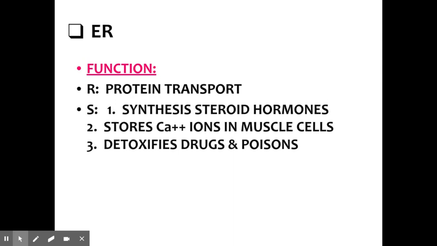Smooth ER has three functions: to synthesize steroid hormones, remember, steroid hormones are lipid based; to store calcium ions in muscle cells; and to detoxify drugs and poisons.